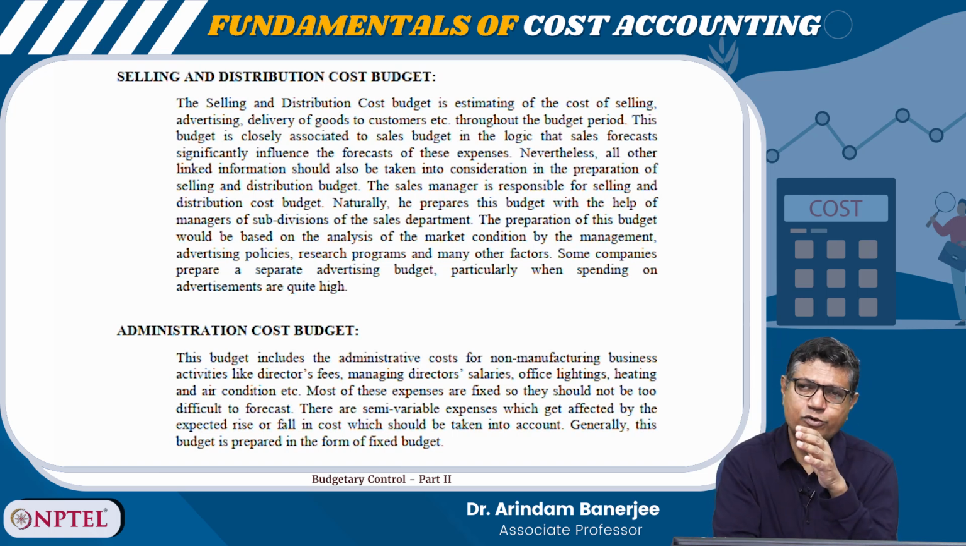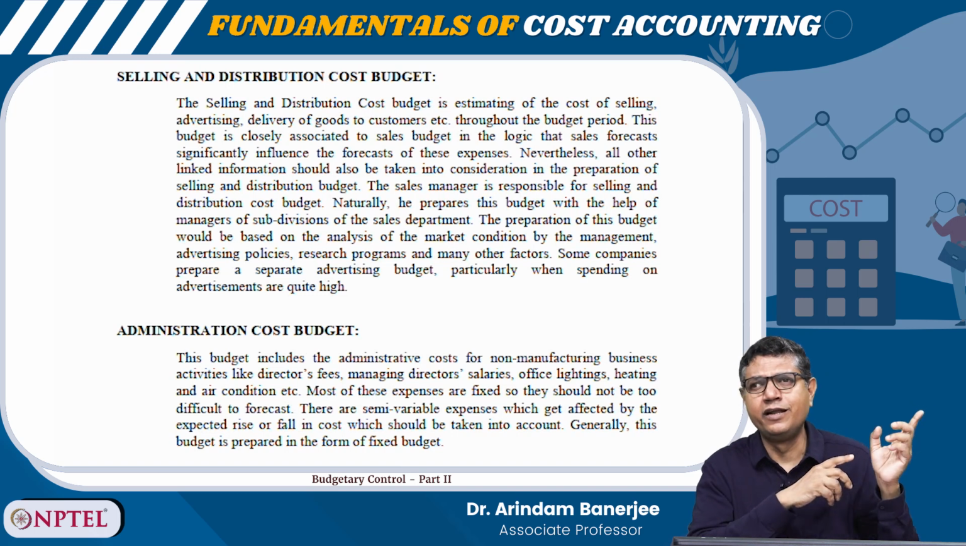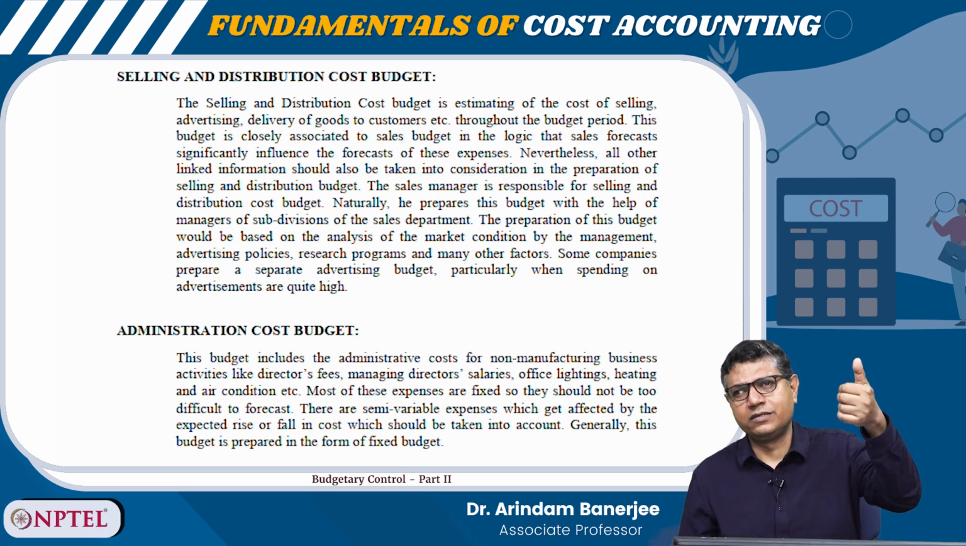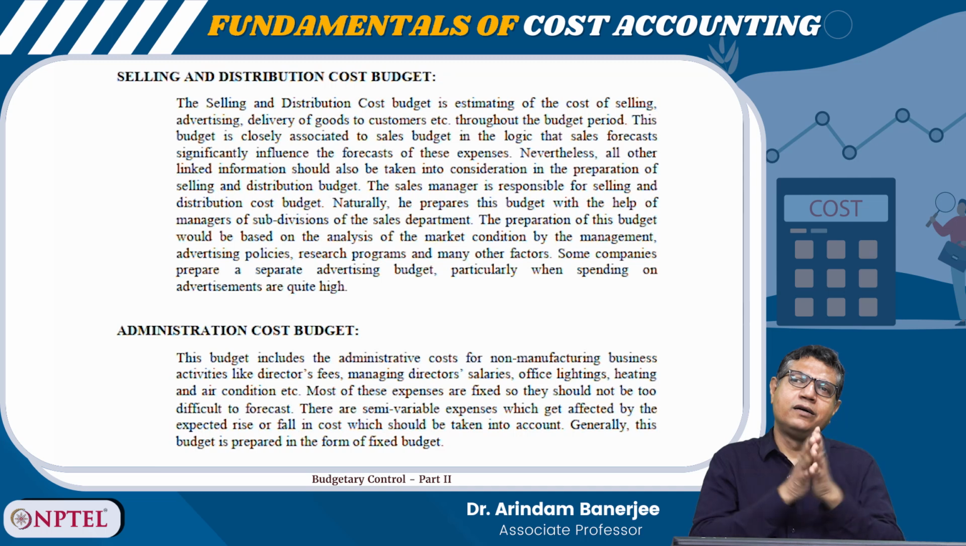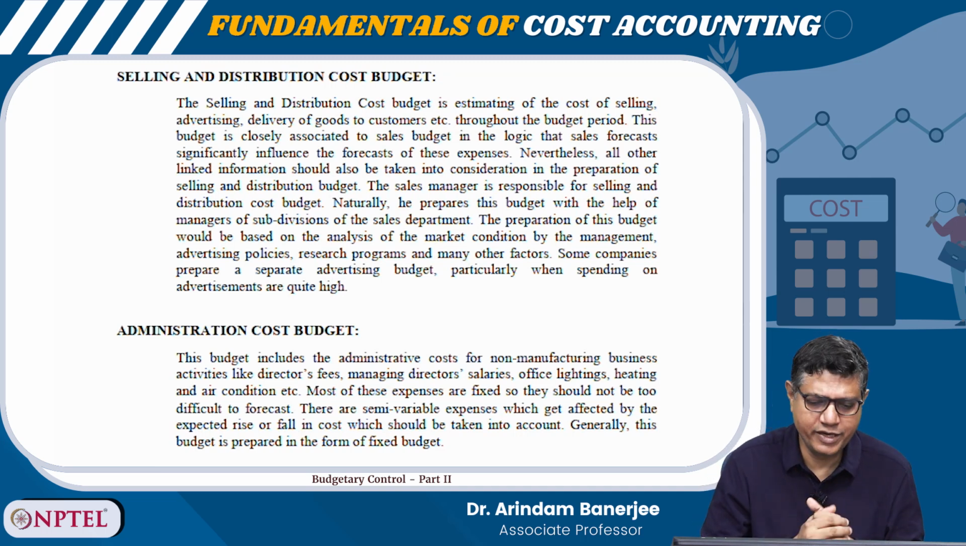And this budget is closely related to the sales budget, which we discussed earlier, because the sales budget gives us a sales forecast, and this budget tells us how much additional cost I need to incur for making those sales. So the selling and distribution cost budget is the estimate of the cost of selling, advertising, delivery of goods to customers, etc. throughout the budget period. This budget is closely associated with the sales budget in the logic that the sales forecast significantly influences the forecast of these expenses. Nevertheless, all other linked information should also be taken into consideration in the preparation of the selling and distribution budget.